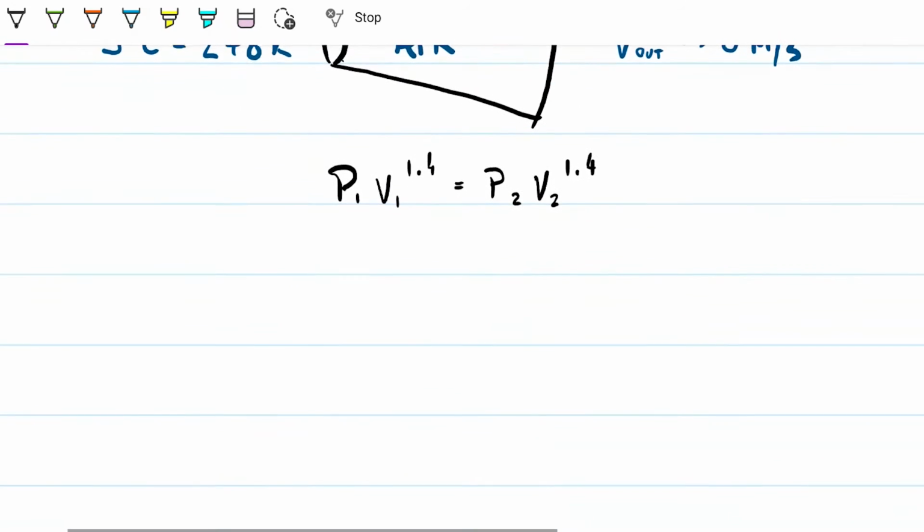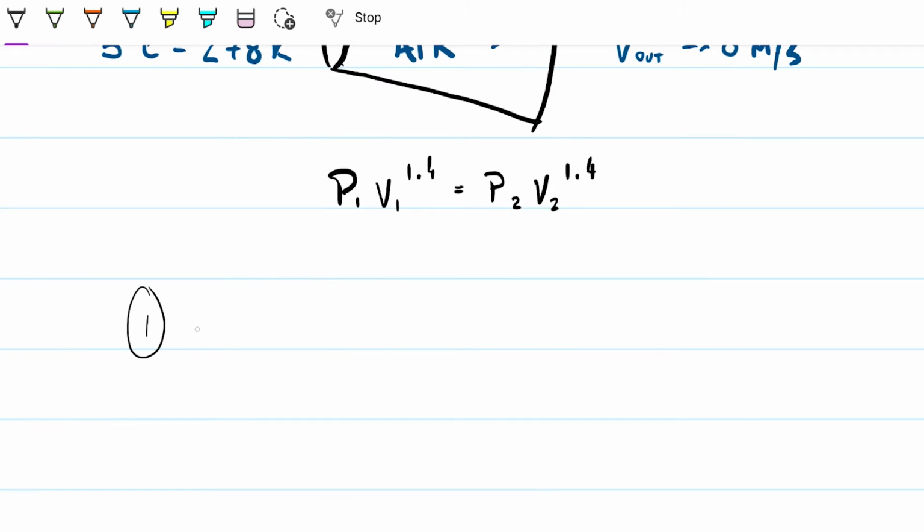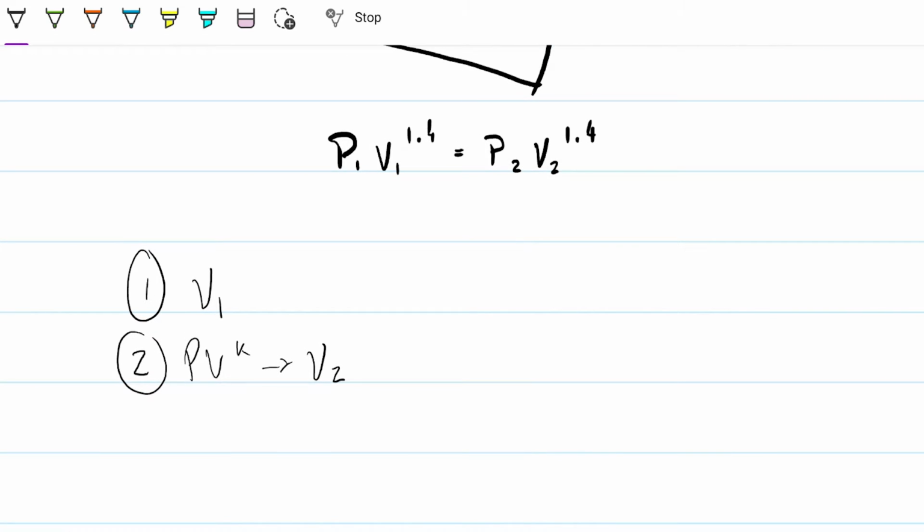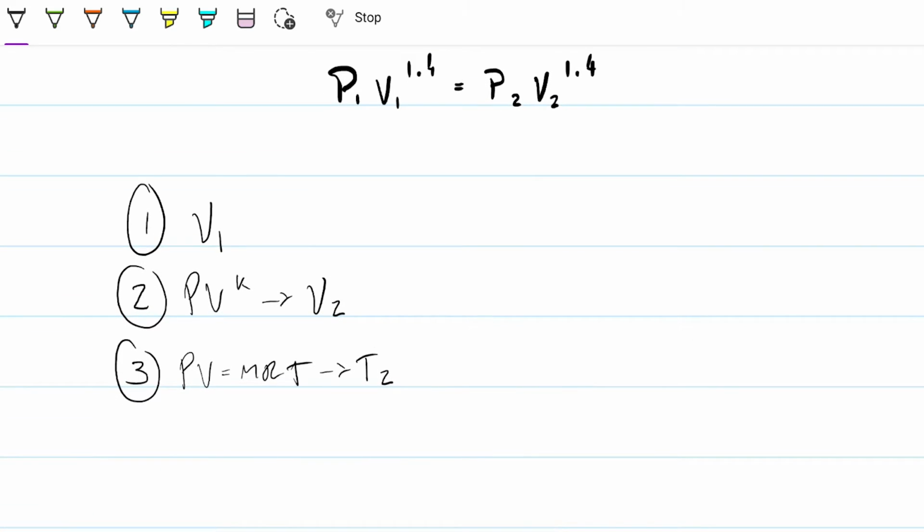So my game plan here will be, first, I'll find specific volume of state 1, the inlet state. Then I'll use PV to the K to find out what specific volume for 2. Once I have specific volume for 2, I can use the PV equals nRT relationship to find what is T2. That's one of the things we're looking for. Once I have all of this in place, I can do energy balance. Let's do delta E equals 0, and I can use this to calculate the velocity 1.